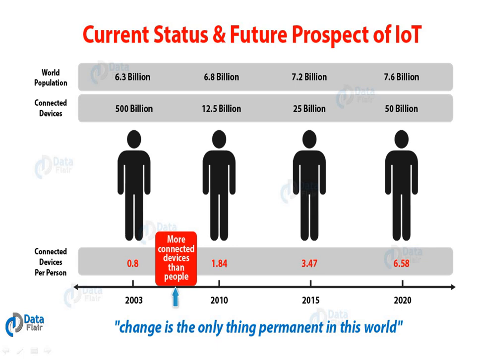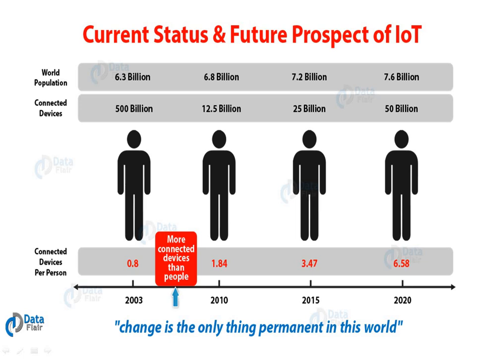See in this picture, the current status and future prospects of IoT. World population 6.3 billion. At that time only 500 million, not a spelling mistake, million, devices were connected. So connected devices per person was less than one. After 2010, 6.8 billion world population used 12.5 billion connected devices. So it is twice, two connected devices per person.